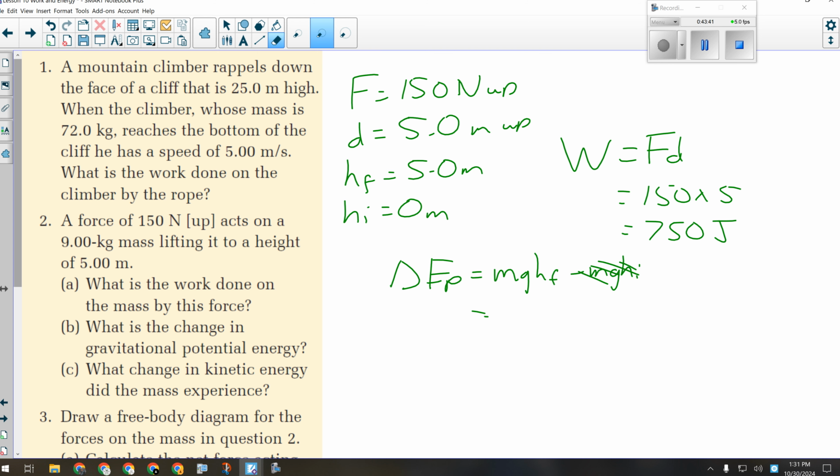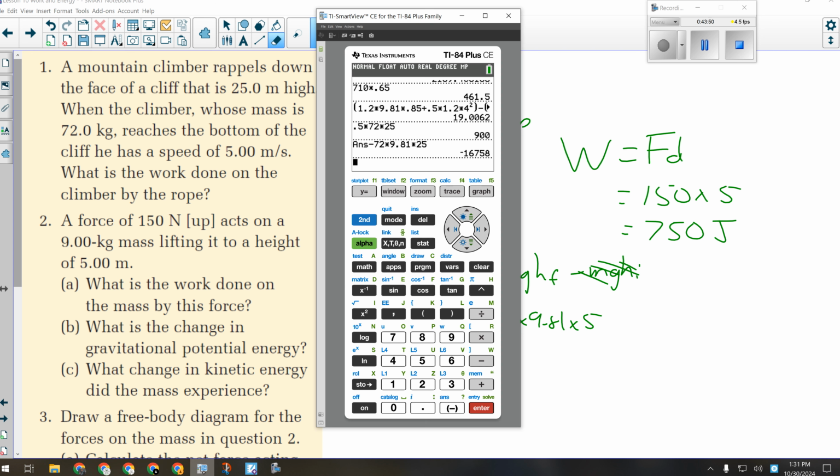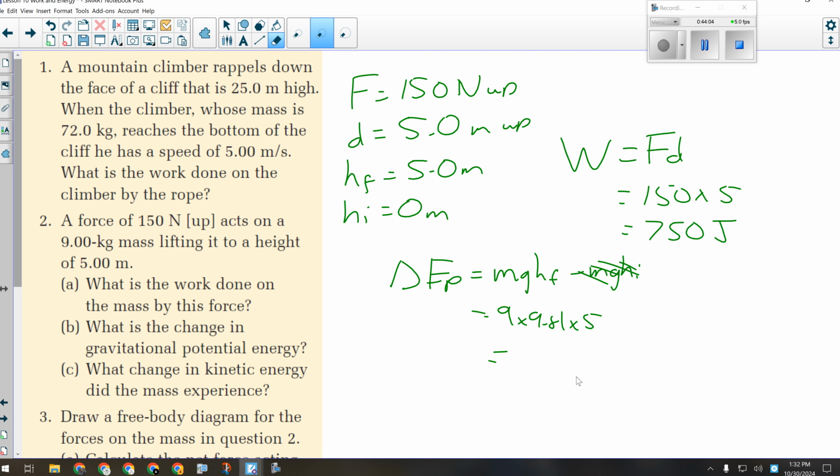I'm going to get, the mass was 9 kilograms, times 9.81 times 5 meters. Okay, that definitely doesn't come out to 750. It only comes out to 441. Or sorry, 441. We have 3 sig digs there, right? 441. Okay, so I did 750 joules of work, but only 441 of them were required to change the height by 5 meters. Where'd the rest go? Kinetic.